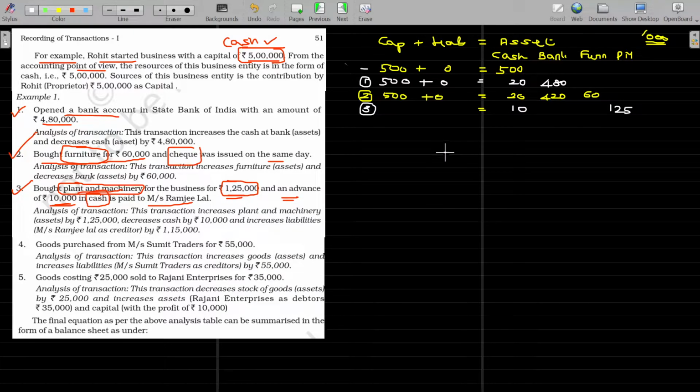For 125 rupees, I paid only 10. What about the remaining 115? I am liable to pay later. So a new liability comes in. So you have to now record that as a liability.